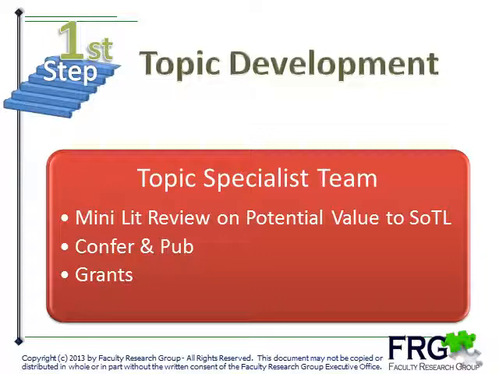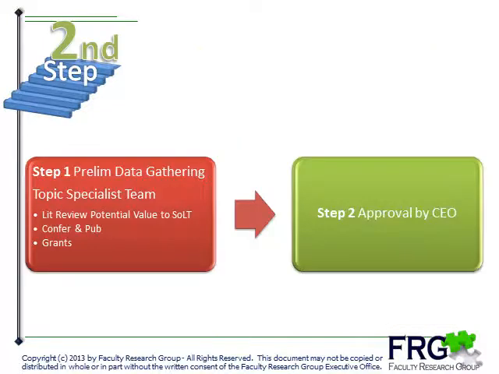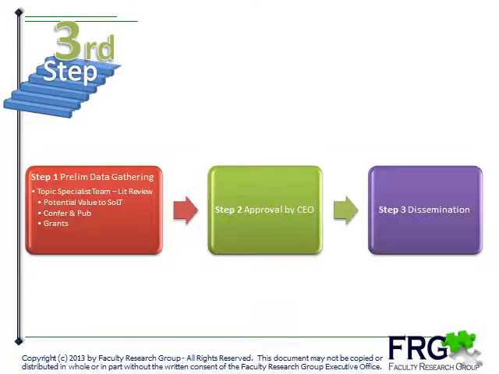Reconsidered. The topic specialist team conducts a mini literature review and identifies if there are conferences and publications for this research. They will also discover if there are grants for this research too. Eventually, this information will be presented as a package to the research committee once it begins. The topic specialist team presents their information to the Chief Executive Officer for review, assessment, and approval.